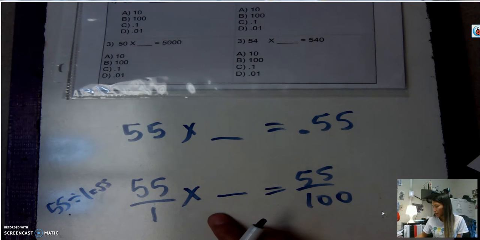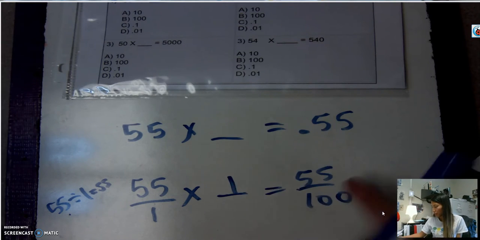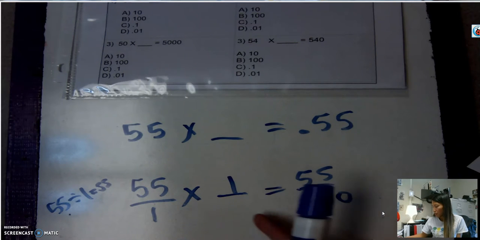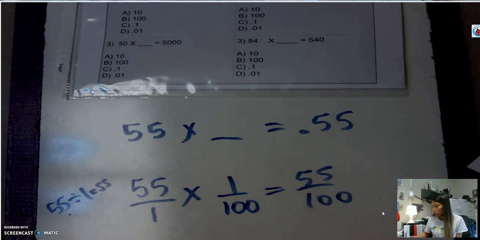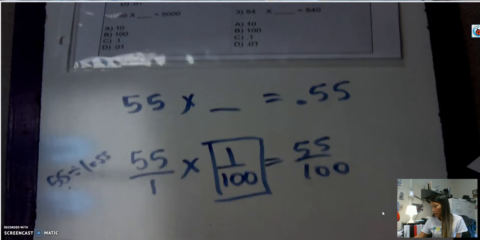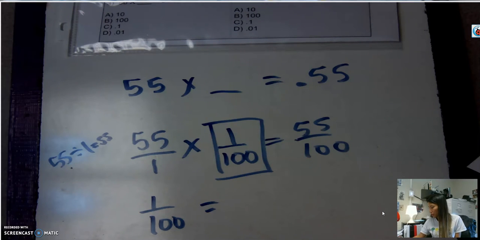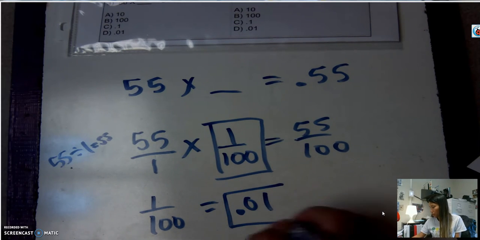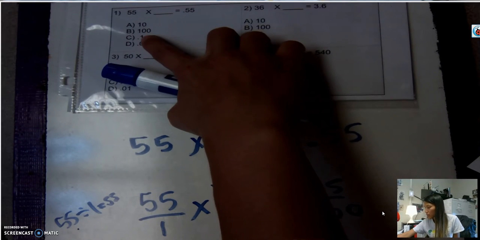So I need to think about 55 times what would give 55. And I know that if I multiply by 1, I will get 55. And then 1 multiplied by a number will give you 100. And I know that if I place 100 here, I will get that answer of 100. So my answer is here. Now, my question was written in decimal form, so I'm going to convert my fraction 1/100 into a decimal form. And I will write that as 0.01. And when I look up here, my possible answers are 10, 100, 1/10, or 1/100. So the answer will be D.